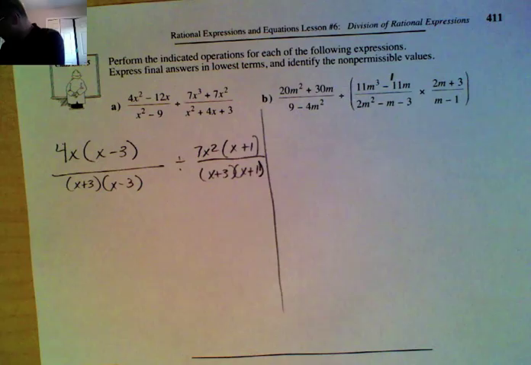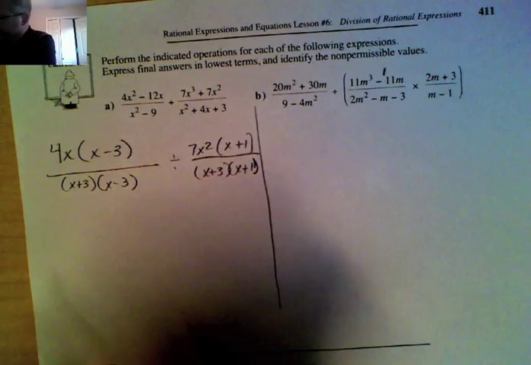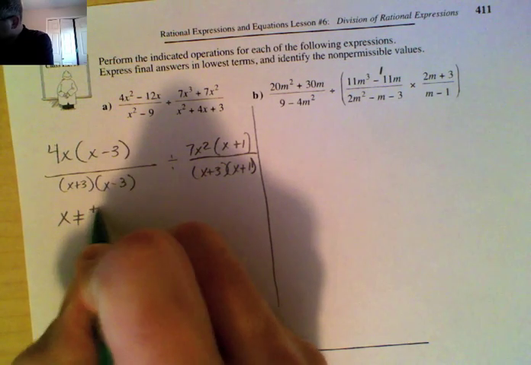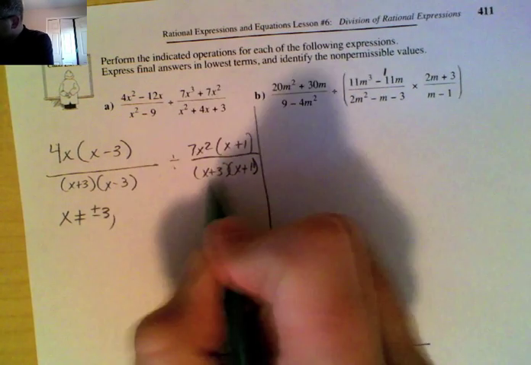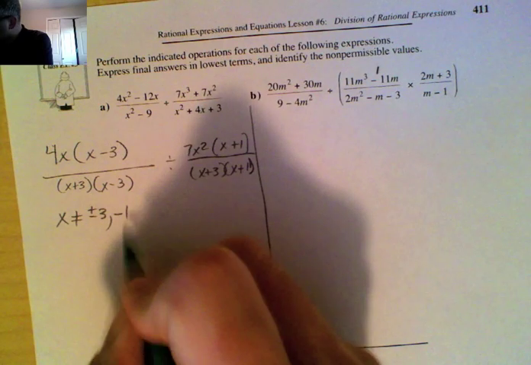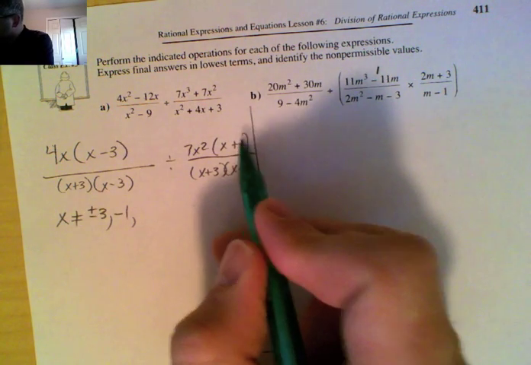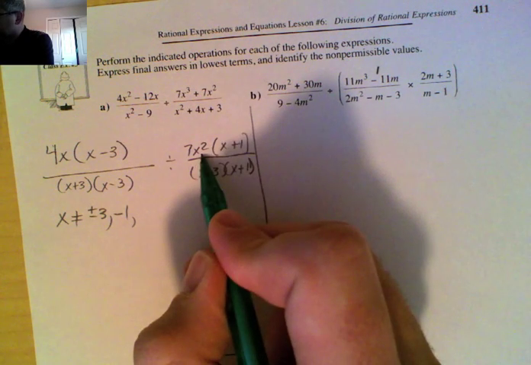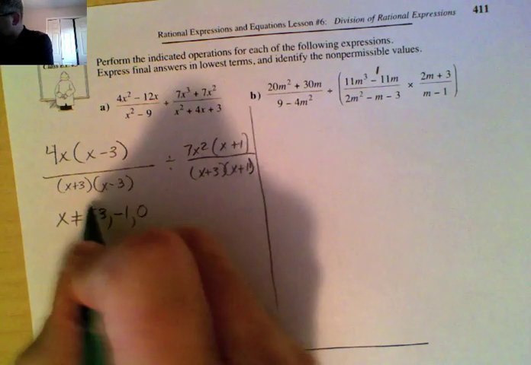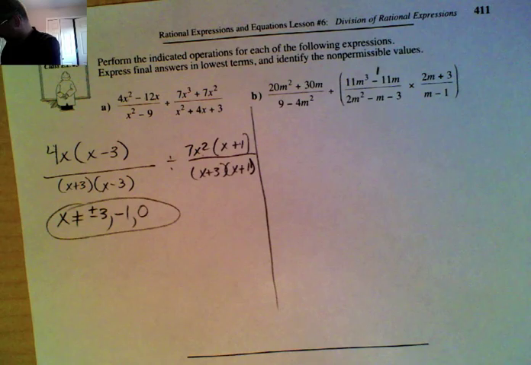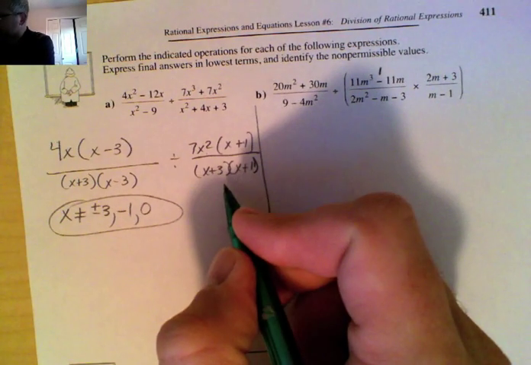Okay, so now I'm going to do my non-permissible values. What can x not equal? Well, x cannot equal positive and negative 3, and x cannot equal negative 1 if I look at my denominators. If I look at my numerator, okay, I've dealt with the negative 1, but I also have to include the 0 that's going to be dealt with by that x squared. So plus 3, minus 3, negative 1, and 0 are my restrictions.